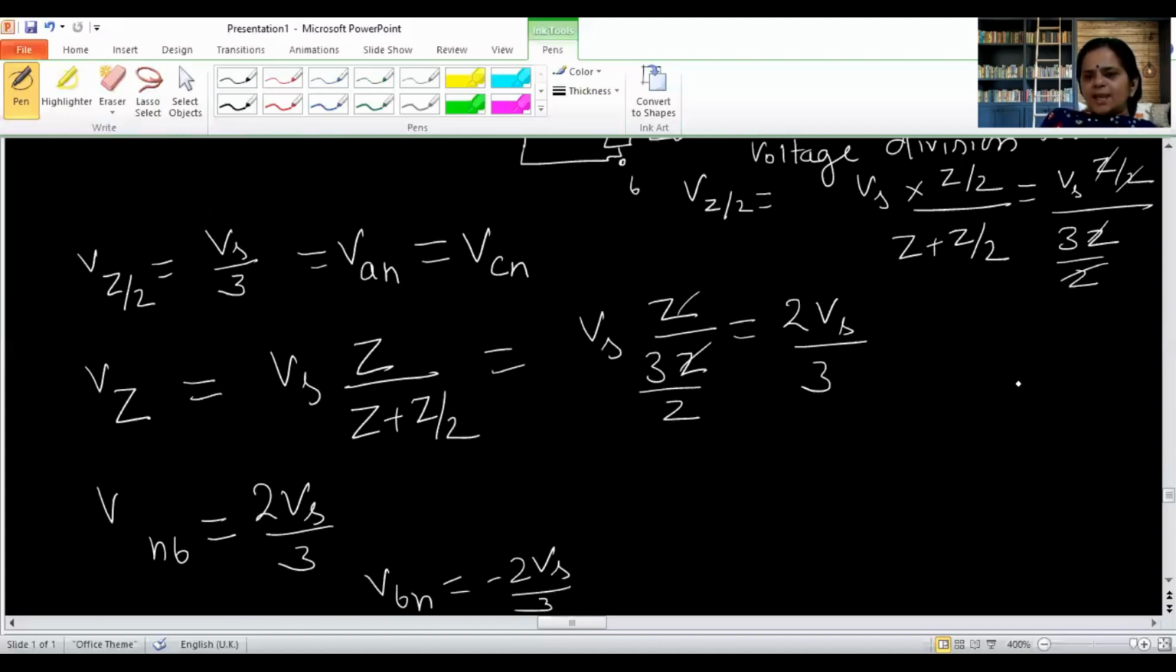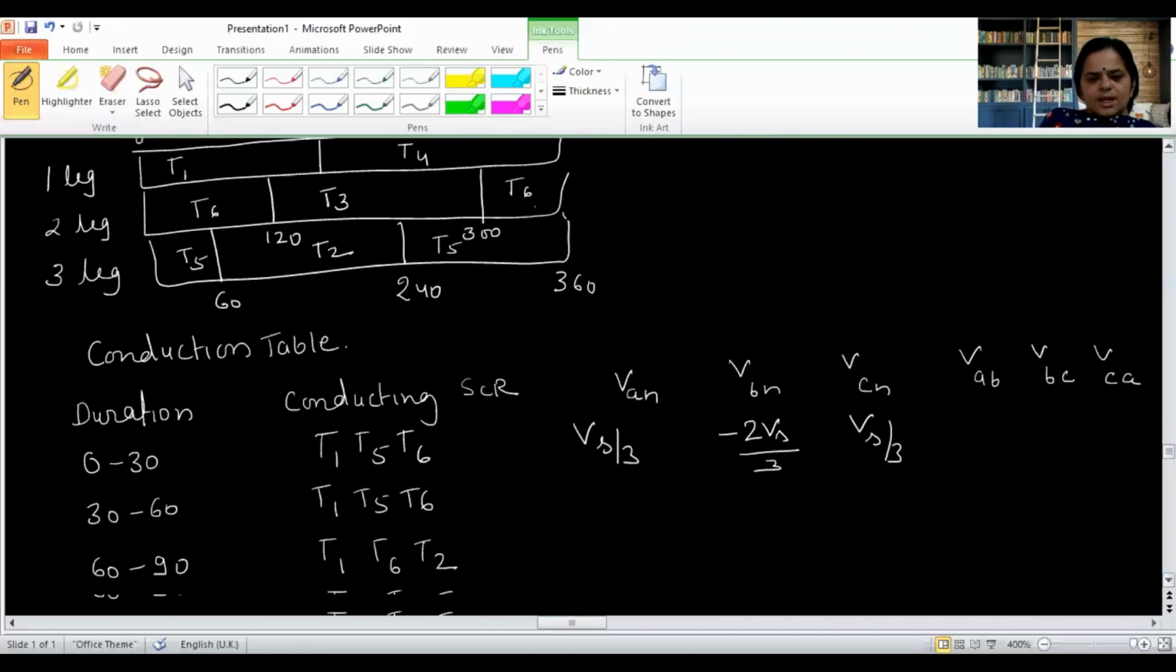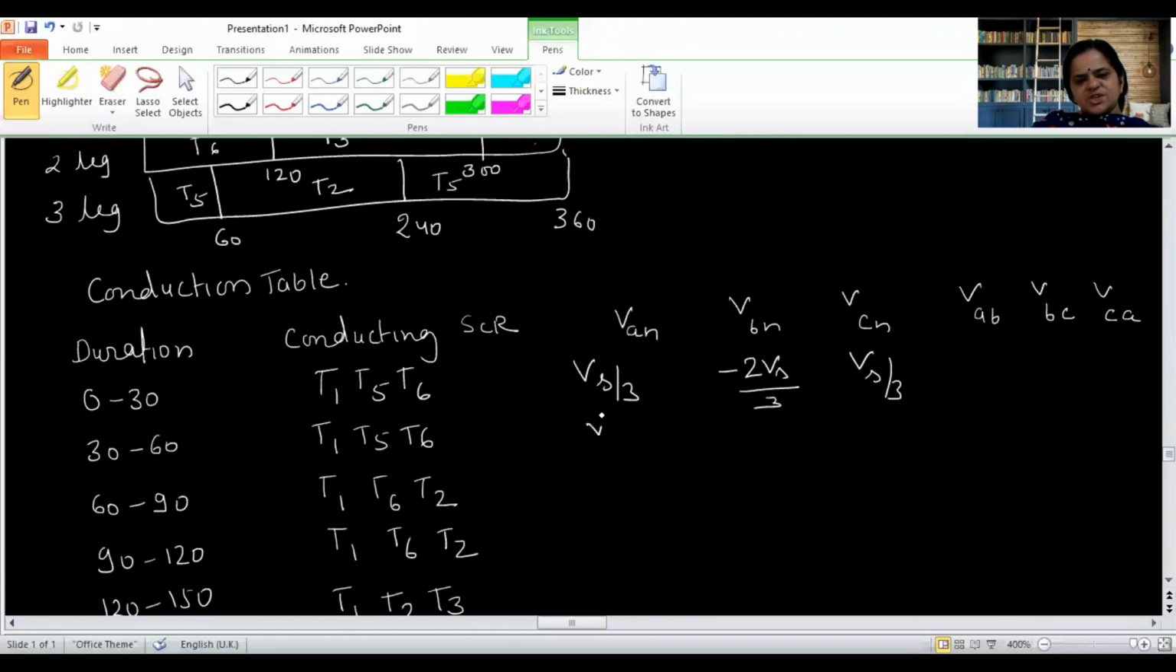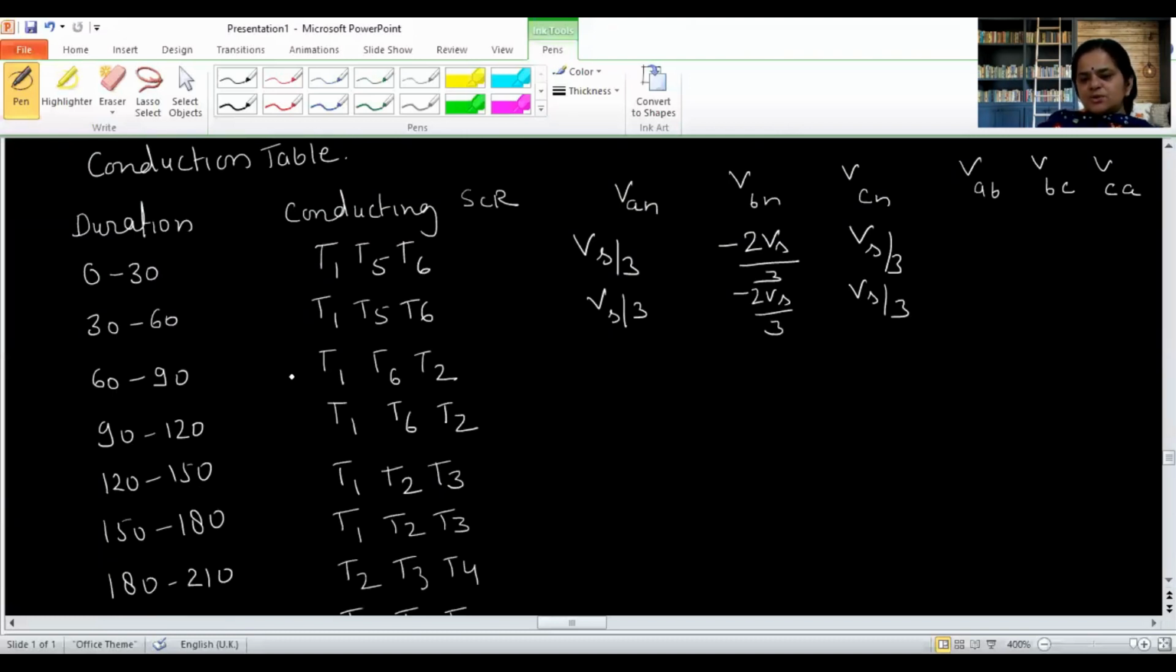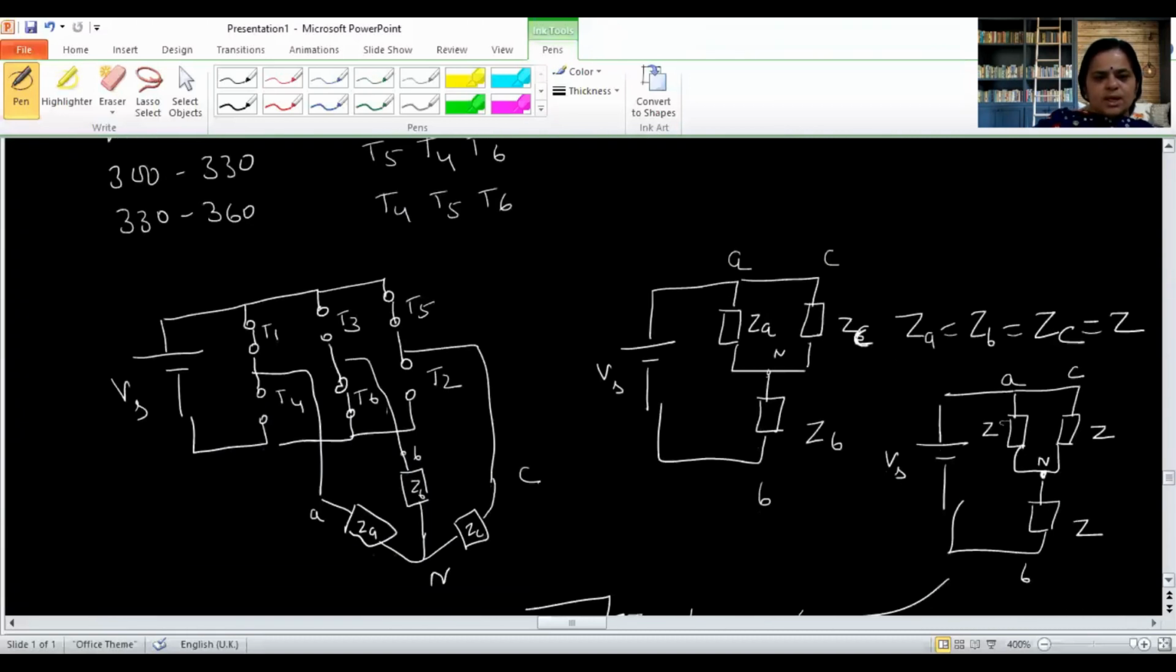So I can write by this that VAN we have calculated as Vs by 3, VCN we have calculated as Vs by 3, and VBN was minus 2 Vs by 3. In a similar way, for 30 to 60 also we are getting the same: Vs by 3, minus 2 Vs by 3, and Vs by 3. Similarly for the next SCRs, 1 and 6 and 2. So let's see again when the SCRs are going to conduct, this is for the 0 to 60 duration.